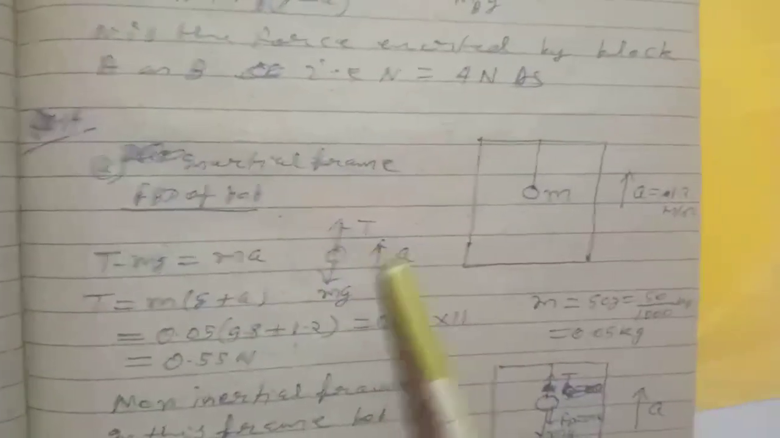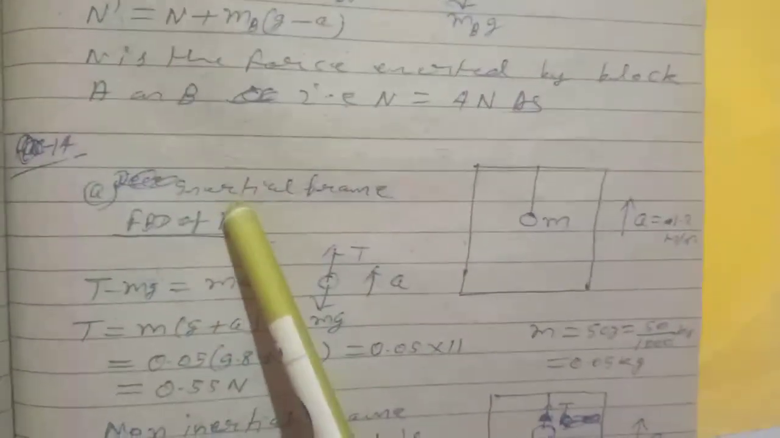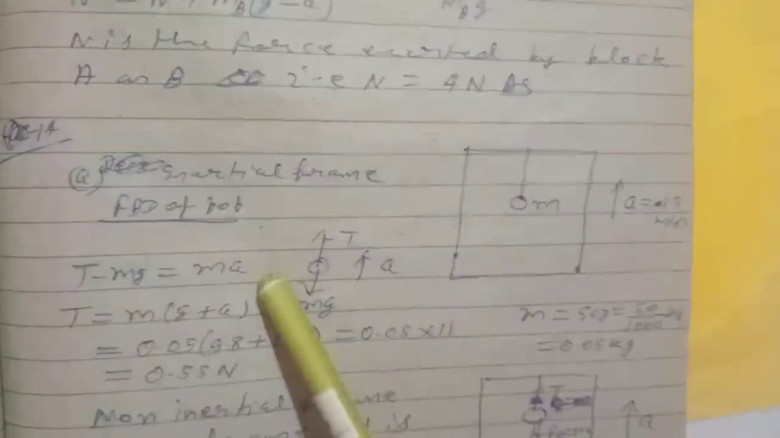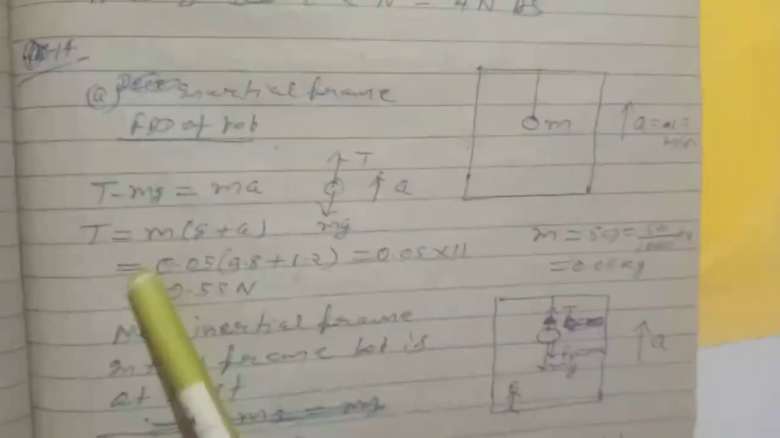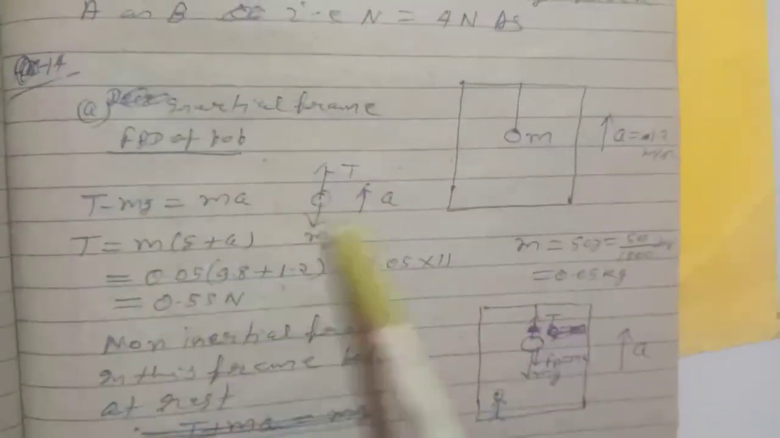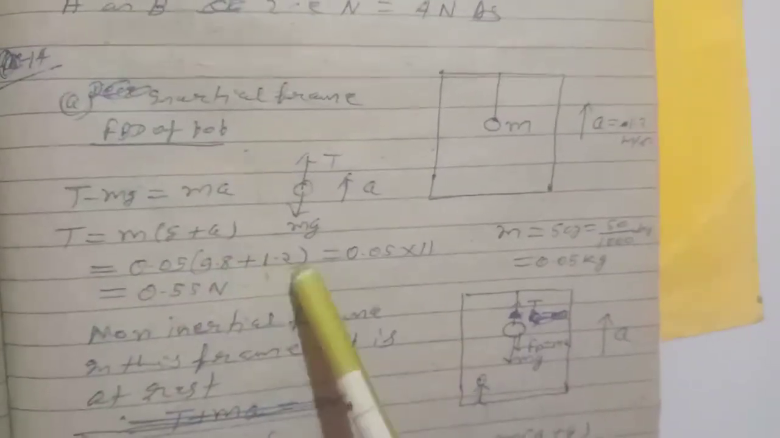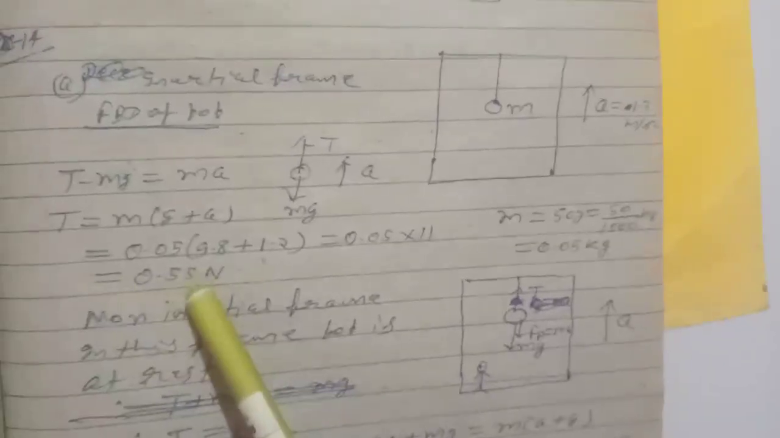Sorry, we have considered the inertial frame, so we are seeing the body from the ground. There is tension in the upward direction, weight in the downward direction, and this body is moving with acceleration in the upward direction. So T minus mg equals m a. This is shown here. Or T equals m into (g plus a), equals 0.05 into (9.8 plus 1.2), equals 0.05 into 11, equals 0.55 Newton.